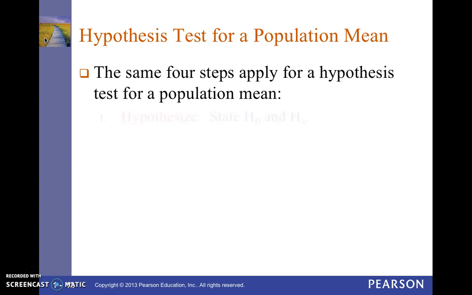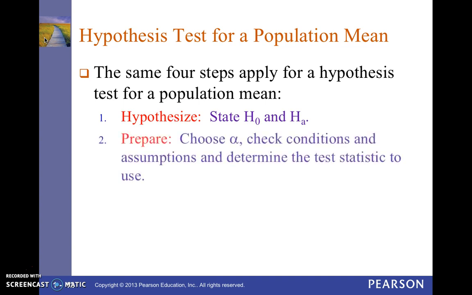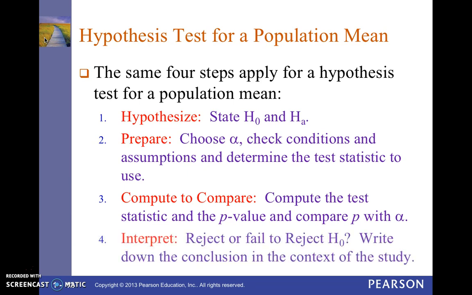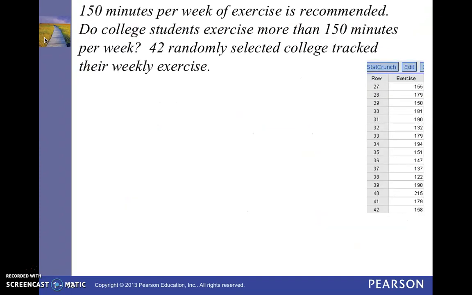First of all, we have our 4 steps, okay? We're going to state the null and the alternative. We're going to choose our alpha, 0.05. We're going to make sure the assumptions are lined up. We're going to compute the test statistic. In this case, we're going to compute a one-sample t-test, right? And we're going to get the p-value, and we want to compare that p-value with our alpha, okay? And then we're going to interpret it. We're going to decide if we're going to reject or fail to reject the null, and then we're going to write down the conclusion in the context of the study.